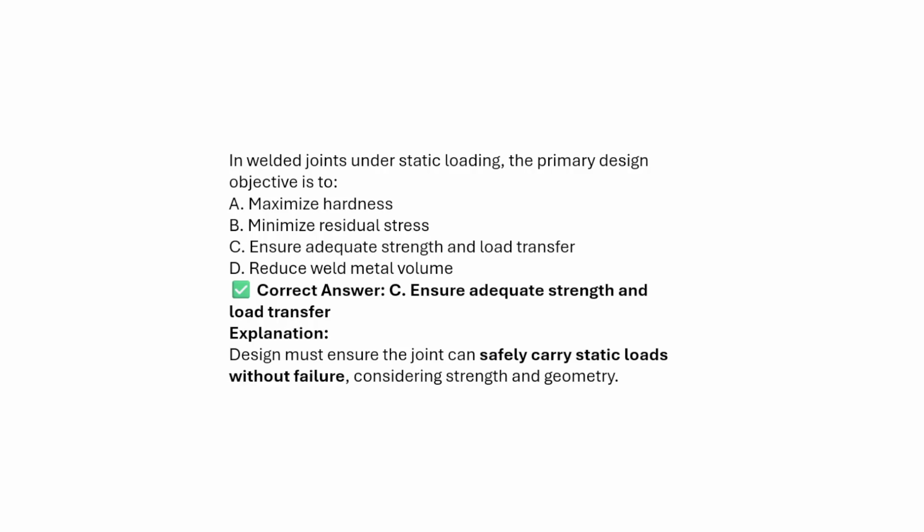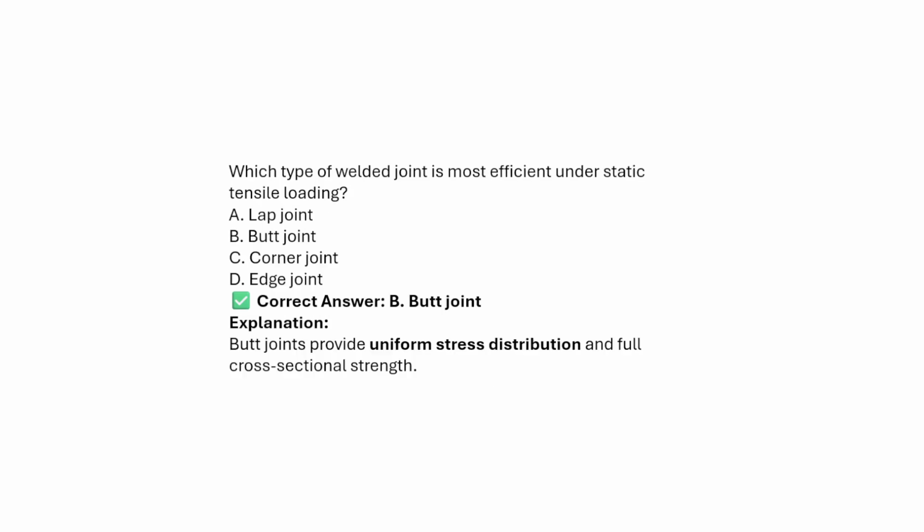In a welding joint under static loading, the primary design objective is to: maximize the hardness, minimize the residual stresses, ensure the adequate strength and load transfer, or optionally reduce the weld metal volume. So the answer will be C, ensure the adequate strength and load transfer. Design must ensure the joint can safely carry the static loads without failure, considering the strength and geometry.